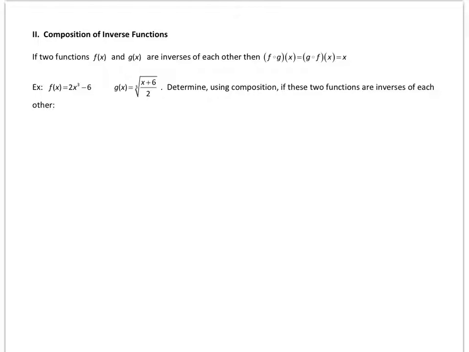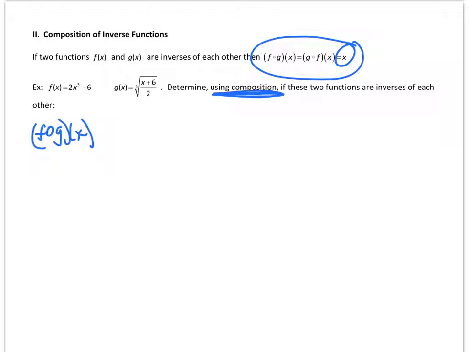Okay, composition of inverse functions. If two functions, f of x and g of x, are inverses of each other, then your f composed with g and your g composed with f equals x. So it only equals x, no other letter, no other number. So if I ask you to determine using compositions, not by finding the inverse of one and seeing if it matches, I basically want you to do a proof and prove that f composed with g and g composed with f gives me x. So first we're going to check f composed with g. So I'm going to plug my g into my f.